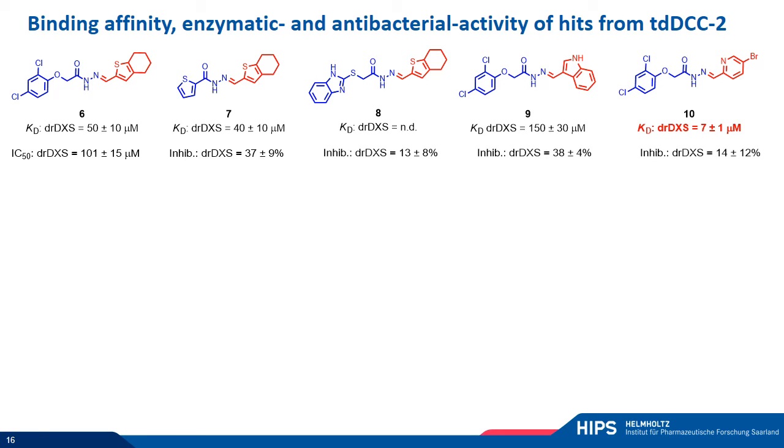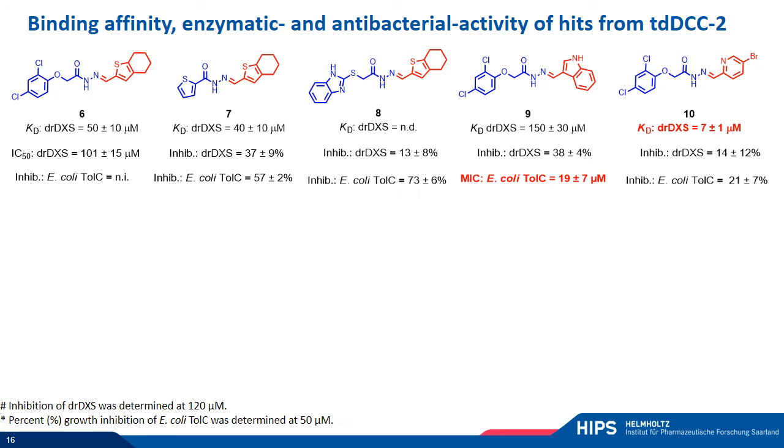However, when we tested them against DXS for their enzymatic activity, there was no significant improvement. But when we tested them for antibacterial activity, we saw a significant improvement, and compound 9 was the most active one, showing a 19 micromolar MIC value. This improvement in the binding affinity and the antibacterial activity confirms our hypothesis to a certain extent that DCC can also be used for optimization of the inhibitors.